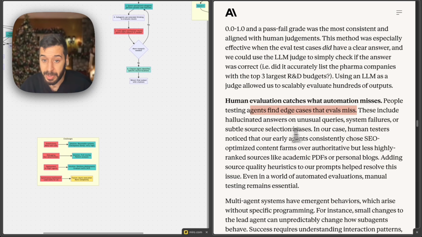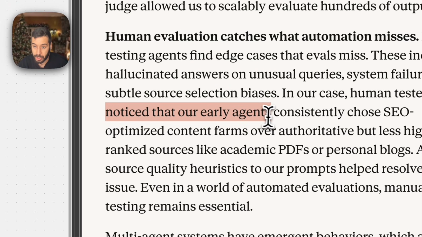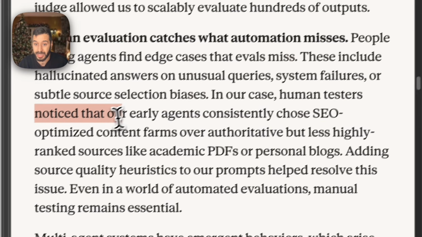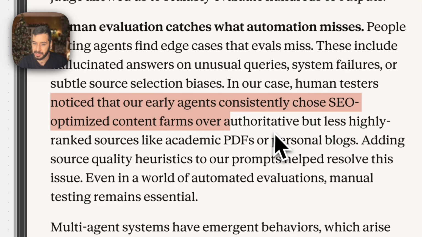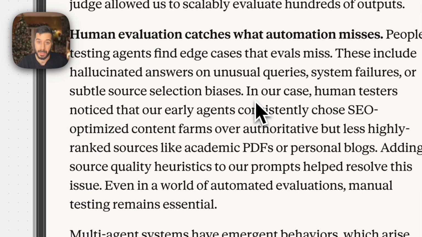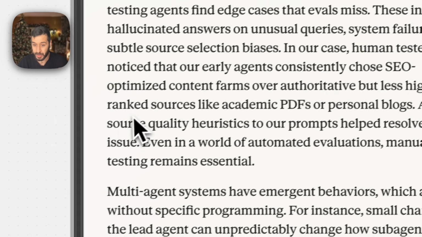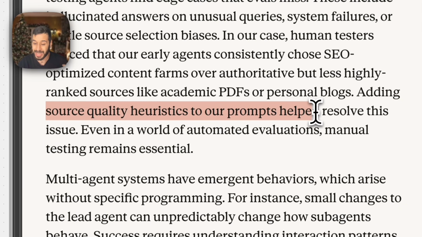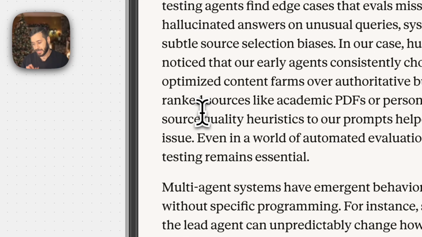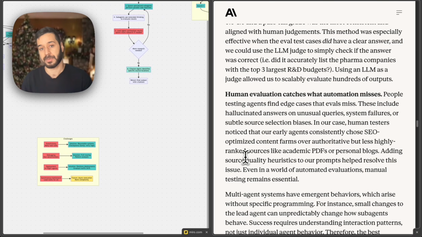In their case, human testers noticed that their early agents consistently chose SEO optimized content over high quality sources. Therefore, adding source quality heuristics to the prompt helped resolve this. So basically, they said that the human testers actually helped to identify some of the issues.